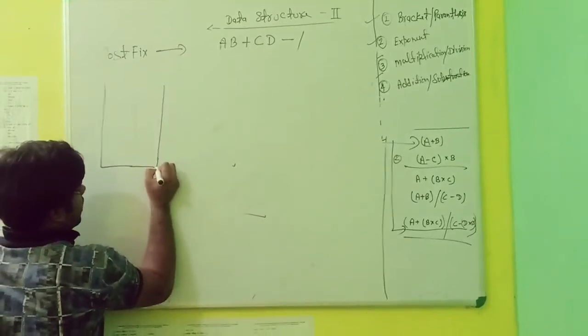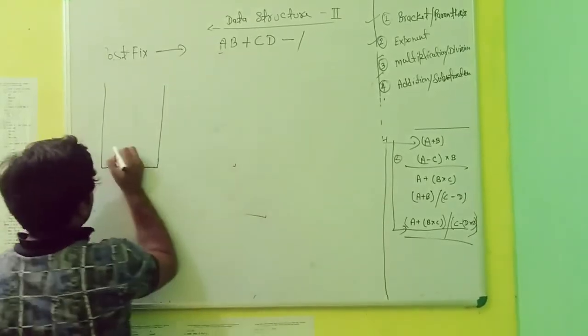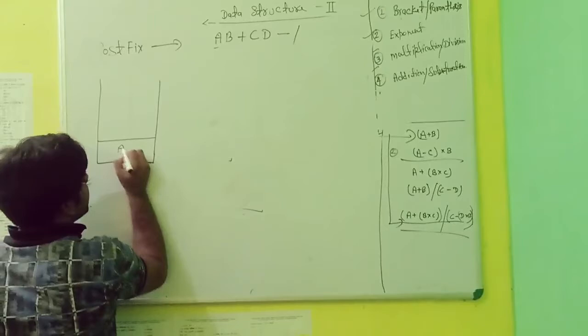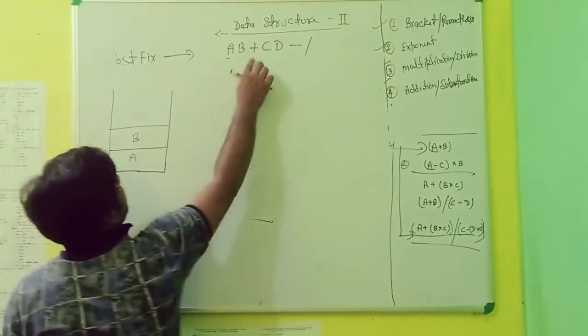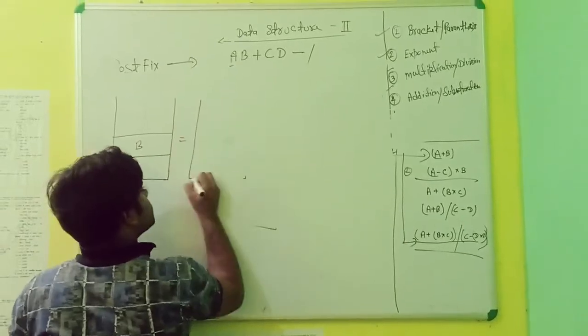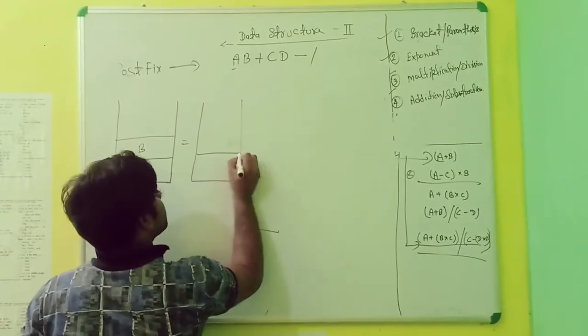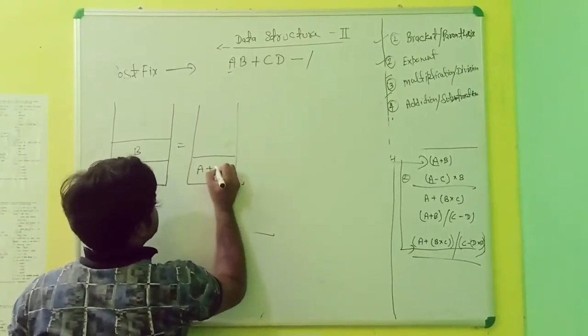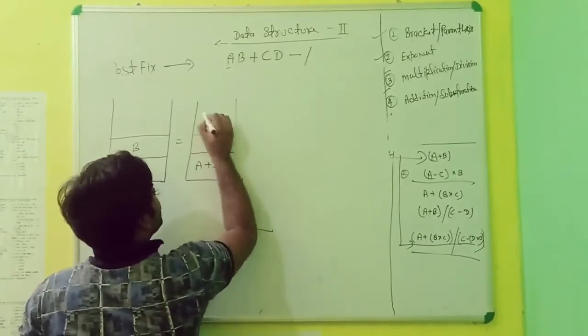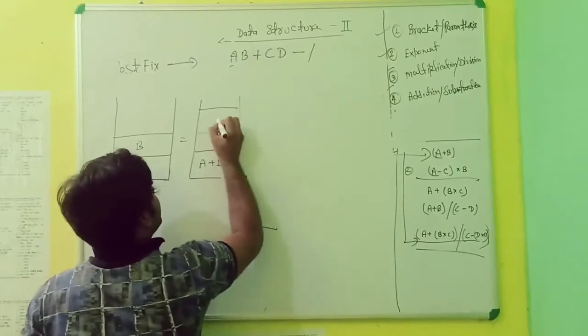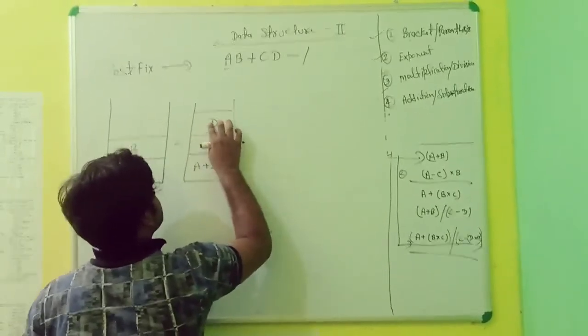And write, start from here. Here will be A. First A, then B will be there. Then write B. After that what? Plus we are getting, so this will become like A plus B. Next operand C is here, so I will write C. Next operand D is here, so I will write D.